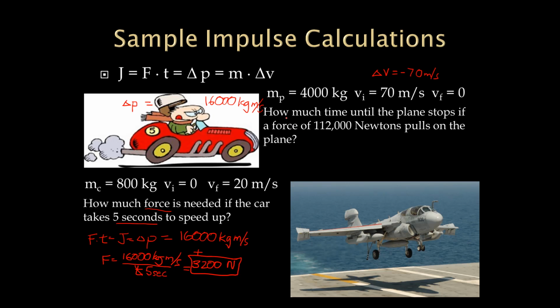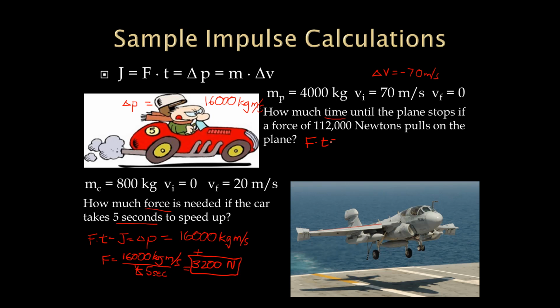Now we want to know how much time until the plane stops if a force of 112,000 newtons pulls on the airplane. Just as a reference, newtons are our scientific unit of force. We're more used to the customary unit of pounds. It takes about 5 newtons for 1 pound. Again, in this case, we're looking for time.